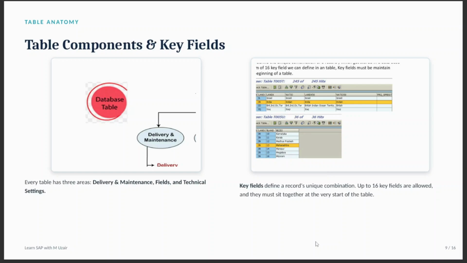Second, the key field, which defines what makes each row unique. Look at the data browser example. Client, language, and country code together form the key for this table. SAP allows a maximum of 16 key fields, and they always have to be grouped together right at the top of the table. So remember, the key fields should always be at the top of the table.